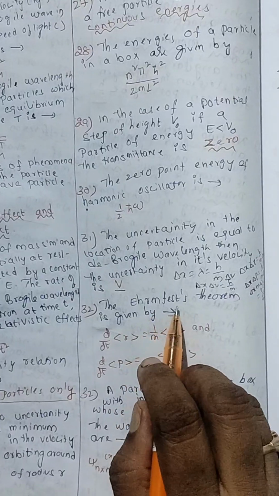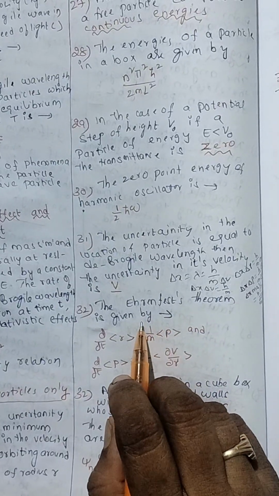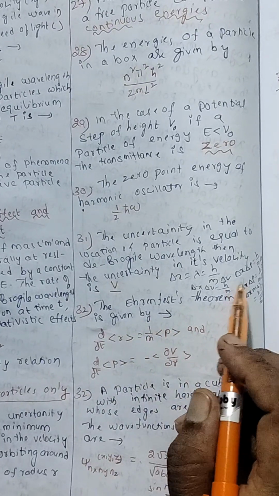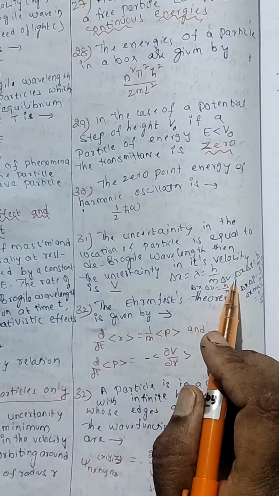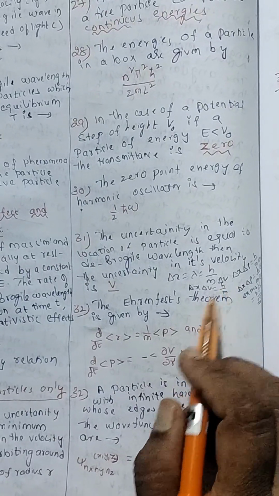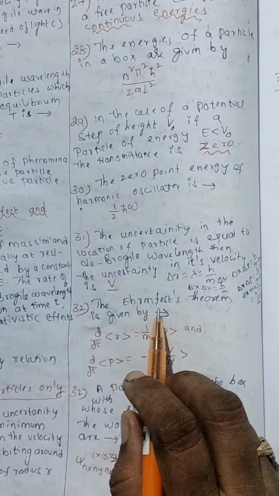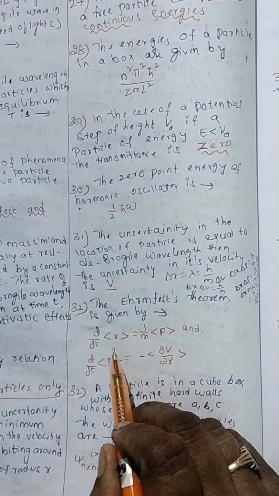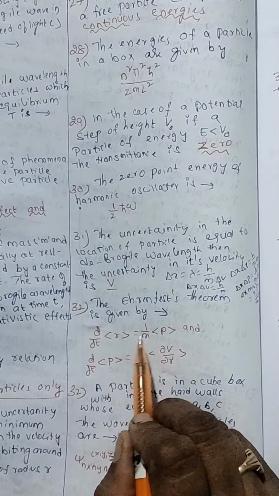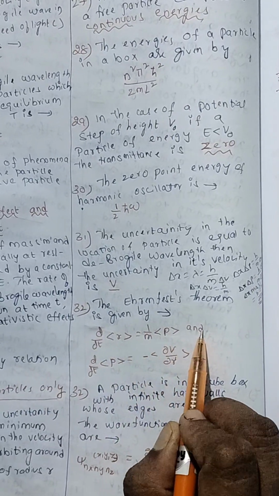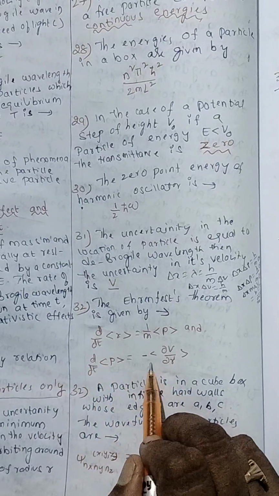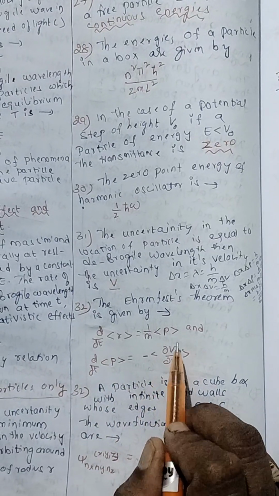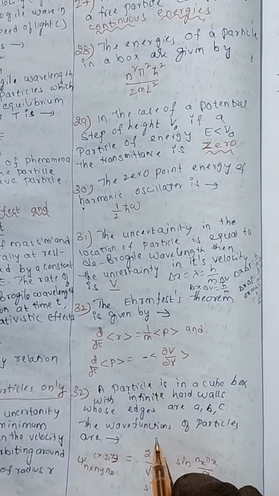The Ehrenfest theorem, in the last video we derived this. Once check my part 3 video, you will get this answer. The theorem is d by dt of average R equal to 1 by m average P, momentum, and d by dt of average P equal to minus average of dou V by dou R.